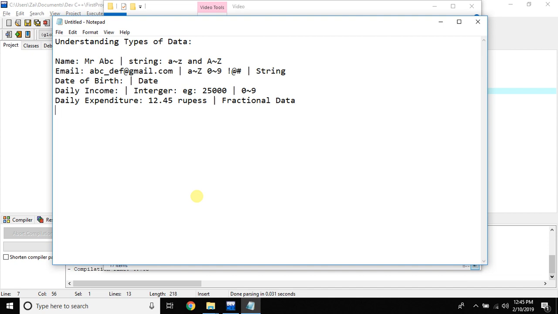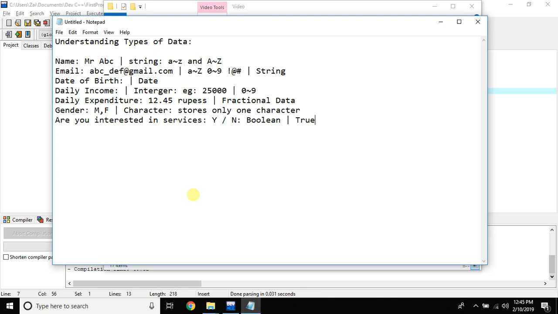And sometimes we get gender. So we write either M for male or F for female. What is this? This is a character data type, which means this will store only one character. And if you get a question, are you interested in our services? You may answer yes or no. So this is Boolean. This is a Boolean data type, where you store either true or false.